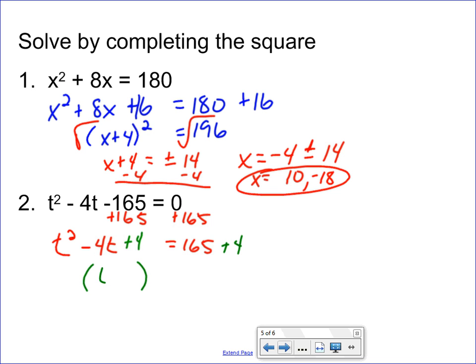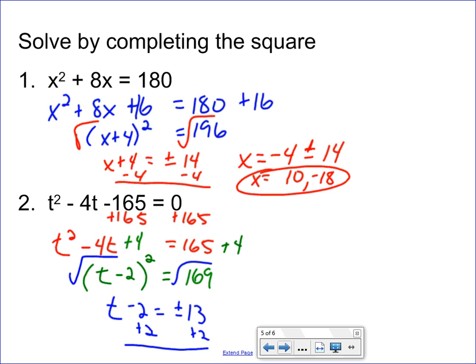I've now created a perfect square, which would be (t minus 2) squared equals 169. And then from there, I could take the square root of both sides, and I'd have t minus 2 equals positive or negative 13, excuse me. And then I would simply add the 2 to both sides, and you would get t equals positive 13 plus 2 is 15. A negative 13 plus 2 is negative 11. So those would be my two solutions there.